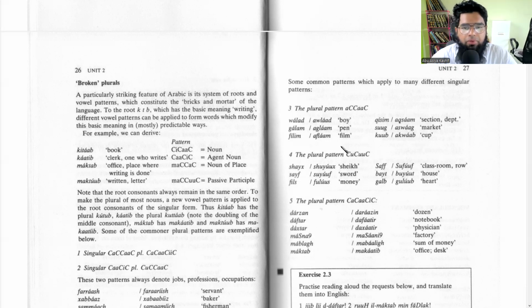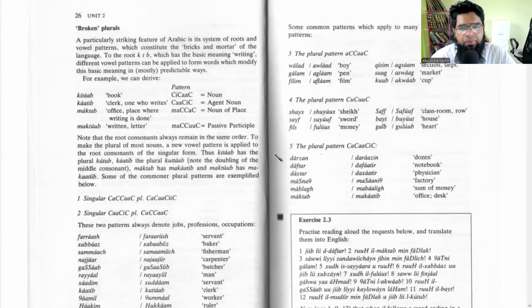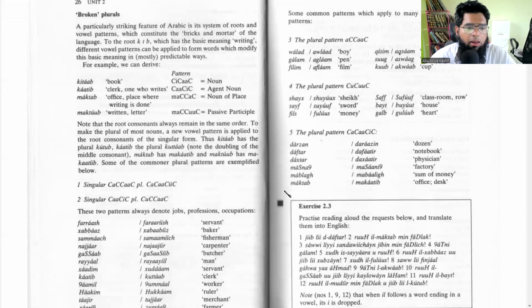The plural pattern is fu'ul: sheikh, shuyukh; saif, suyuf, sword; fils, fulus, money; saf, sufuf, classroom row; bayt, buyut, house; qalb, qulub, heart. The plural pattern is fa'ail: daftar, dafatir, notebook; doktor, dakatir, physician; masna', masani', factory; mablagh, mabaligh, sum of money; maktab, makatib.